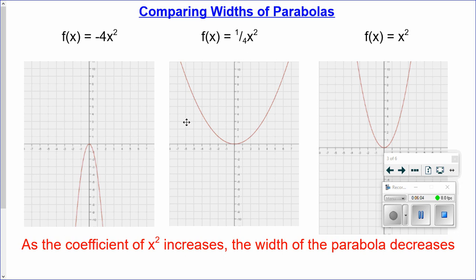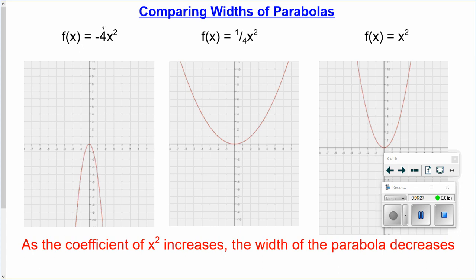So what you should notice is that as the coefficient of x squared increases, and really I should have said as the absolute value of the coefficient of x squared increases, we're not concerned with whether a is positive or negative. We're just concerned with its absolute value. So the absolute value of negative 4 is 4. So what you're comparing is 4, 1/4, and 1.